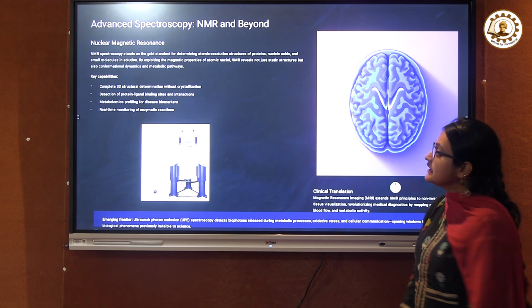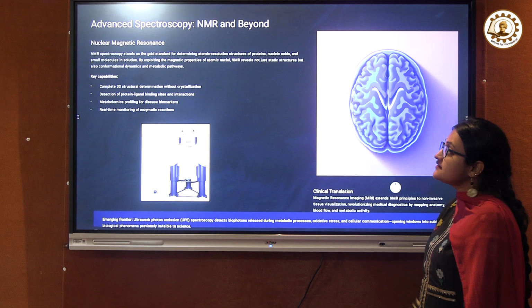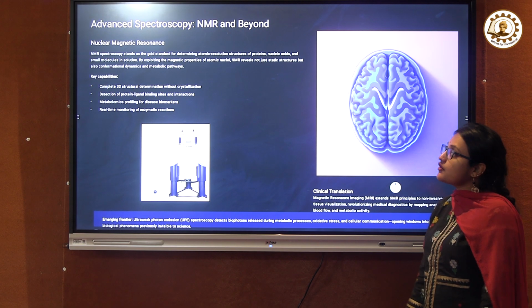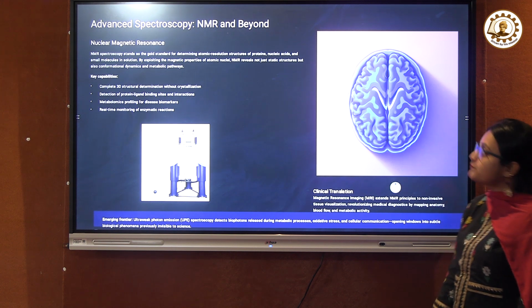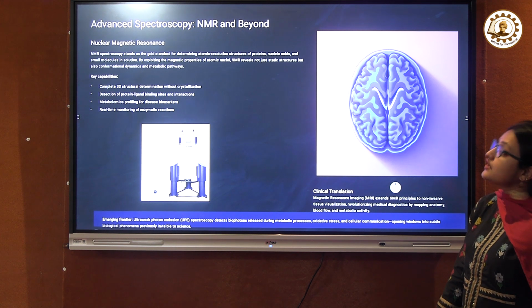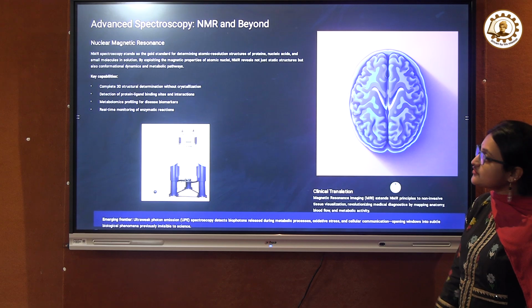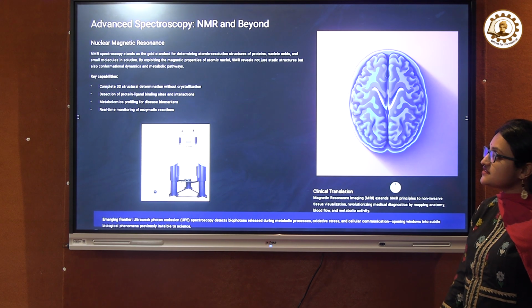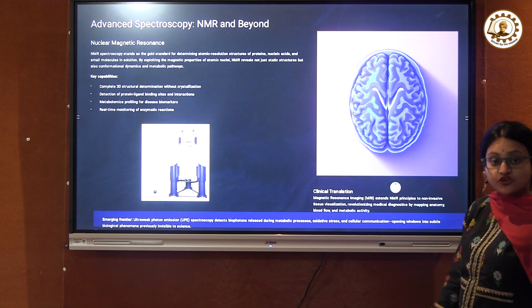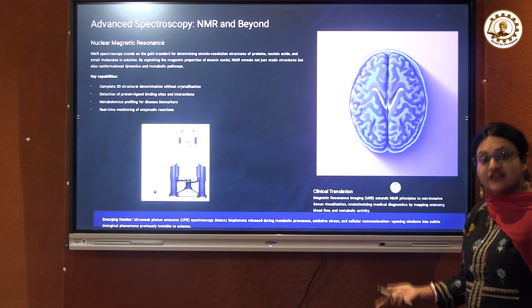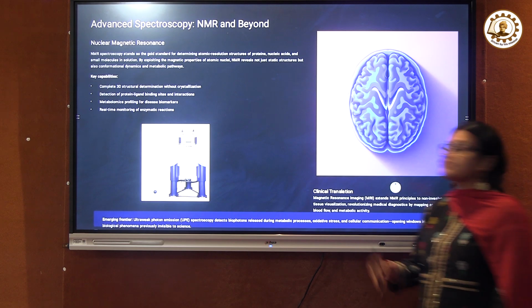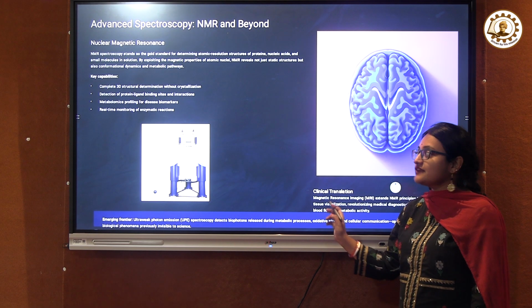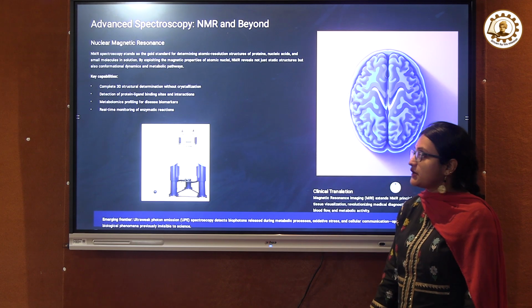NMR spectroscopy is actually the standard technique for determination of atomic resolution structure of proteins, nucleic acids, and small molecules in a solution. The key main function is complete 3D structure determination without forming crystals. There is another technique for structure prediction, which is X-ray crystallography, but in NMR the crystallization is not required.